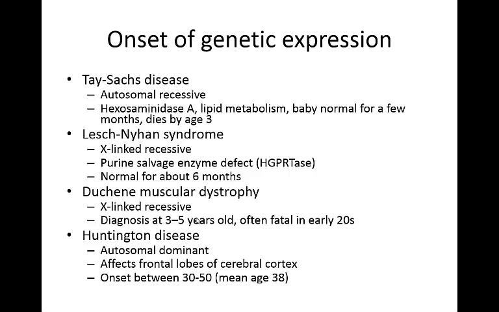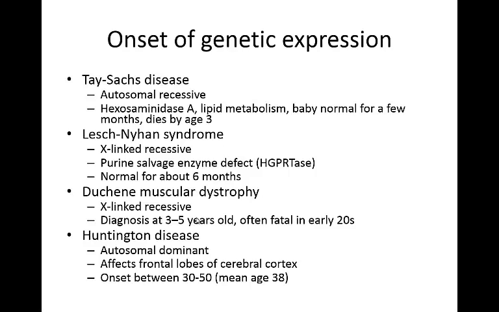Lesch-Nyhan syndrome is an X-linked recessive disorder, involving an enzyme defect, a purine salvage defect. These individuals are normal for about 6 months, and then as they age, this becomes more and more of a problem. Duchenne muscular dystrophy is another X-linked recessive disorder. Children will often get diagnosed at about 3 to 5 years old. Even with advances in modern medicine, we still have issues, and it can often be fatal by the time individuals reach their early 20s.